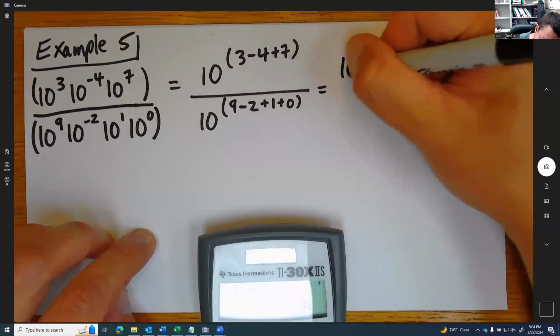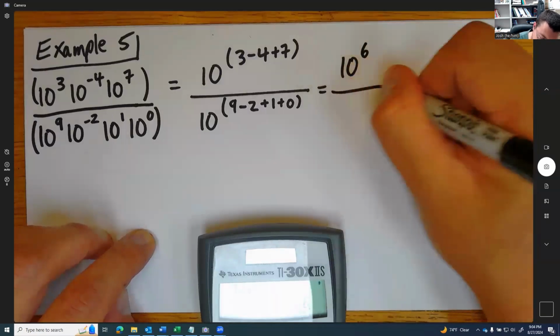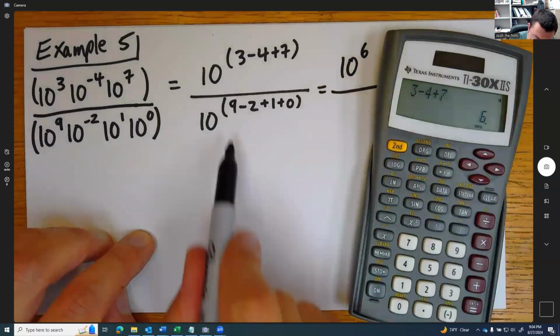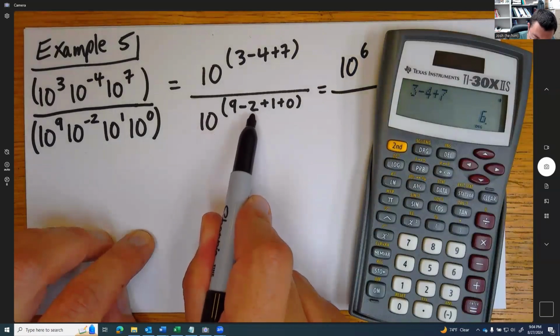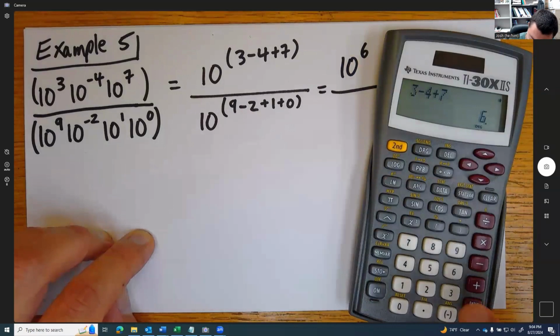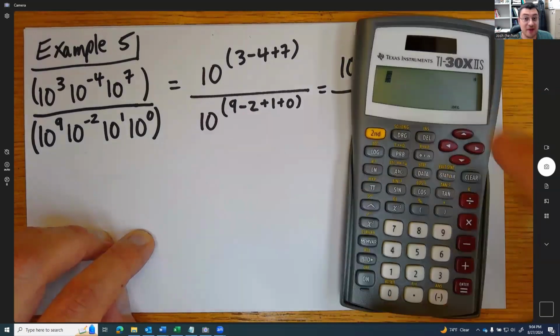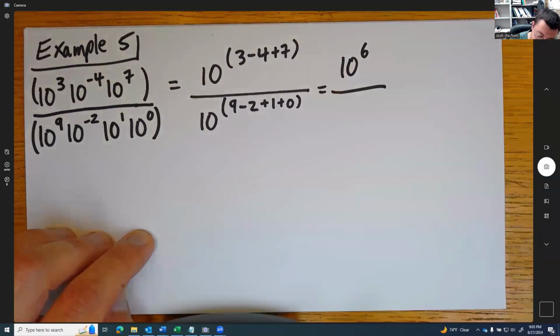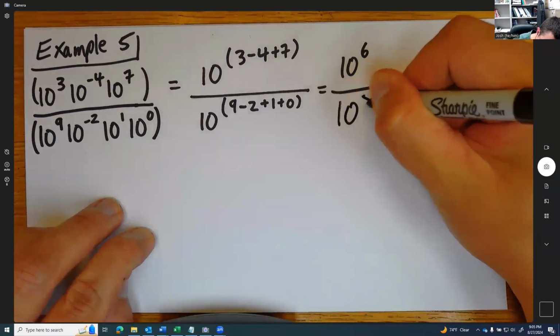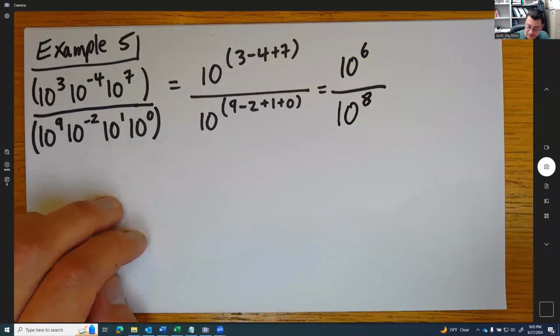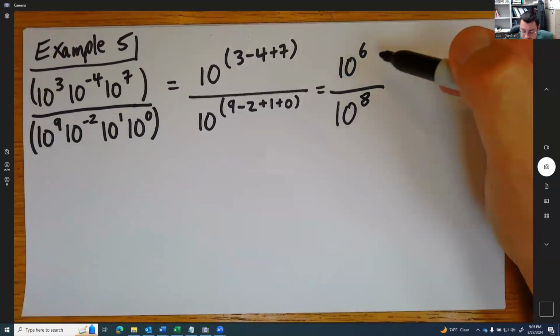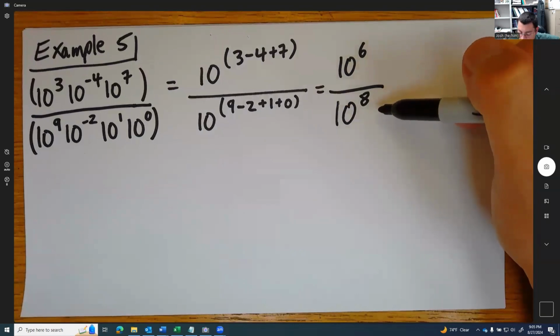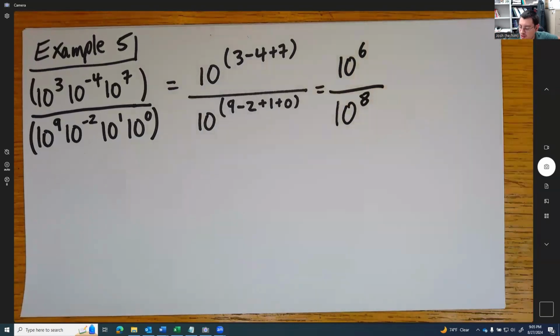So we're going to have 10 to the 6th power at the top. All right, and then let's do the bottom. 9 minus 2 is going to be 7, plus 1 is going to be 8. Again, let's pretend we're tired. Maybe we actually are. 9 minus 2 plus 1 plus 0. Yeah, we get an 8. Sweet. And we get a 10 to the 8th power. Okay. All right, so we have 10 to the 6 over 10 to the 8 power. This is definitely more simplified than it used to be, but we can simplify this further.